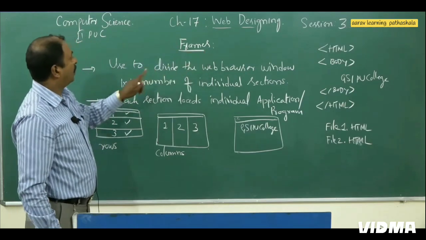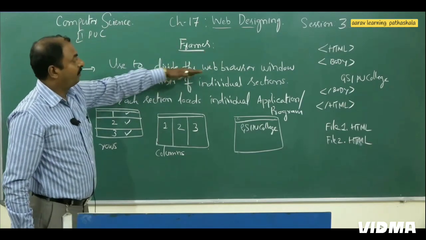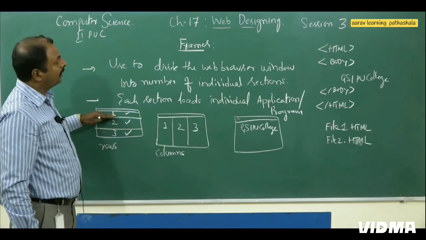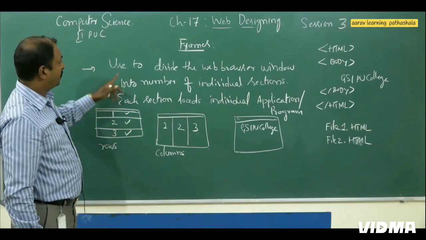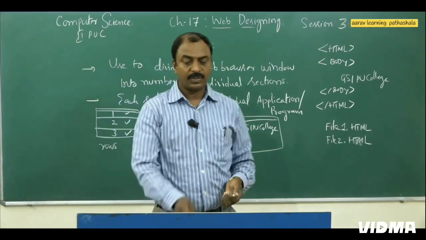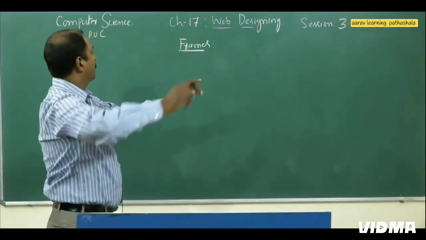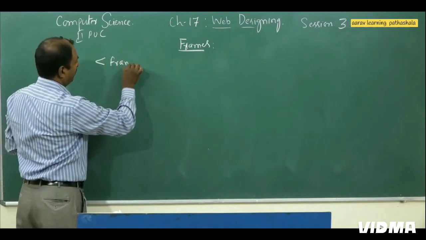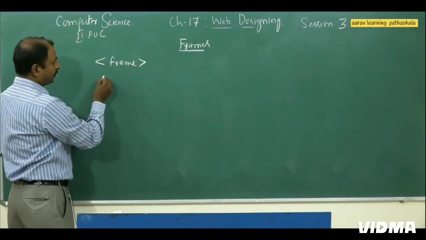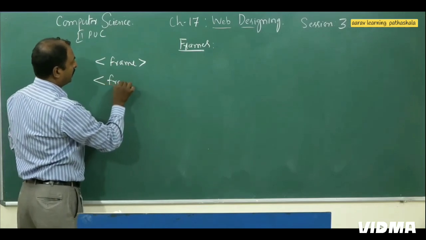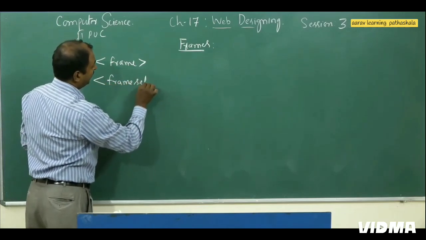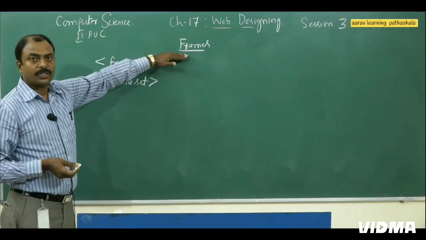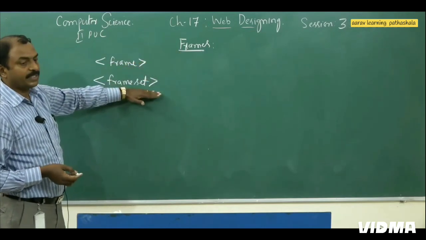Frames are used to divide the web browser into a number of sections in the form of rows and columns. So this is the definition of frames. Now look at some examples. This is a frame tag. We use it along with the frameset tag. Here we are using the frame as well as the frameset tag.